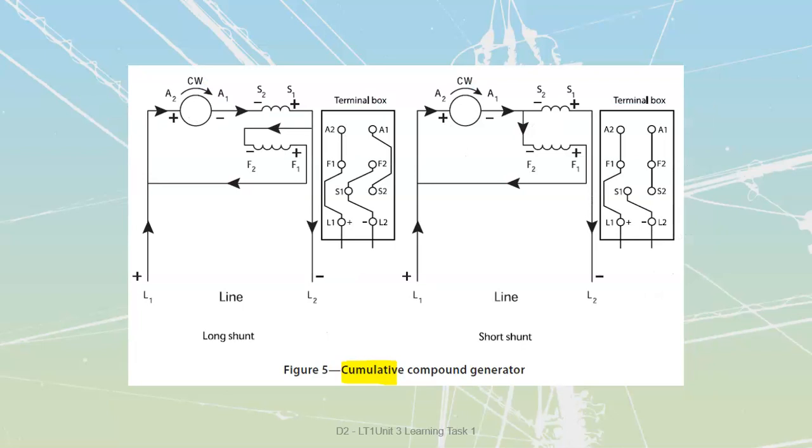Let's talk about the cumulative compound and the differential compound. I'm also going to have short shunt and long shunt. Short shunt is going to be a shorter connection that only goes across the armature. My shunt is only going to go across the armature itself. Whereas with long shunt, my shunt field is going to go across the combination of armature and series at the same time.